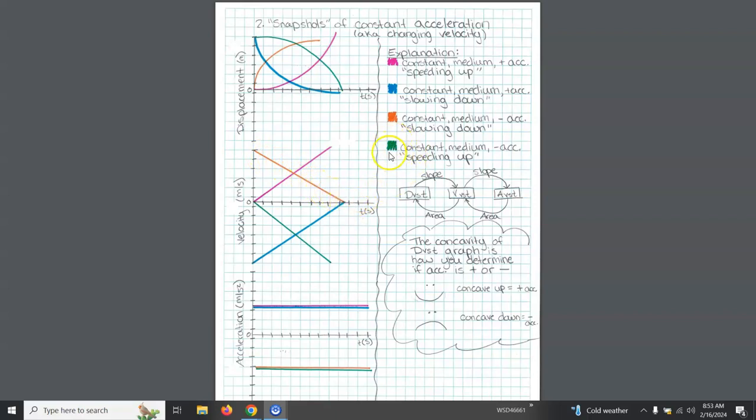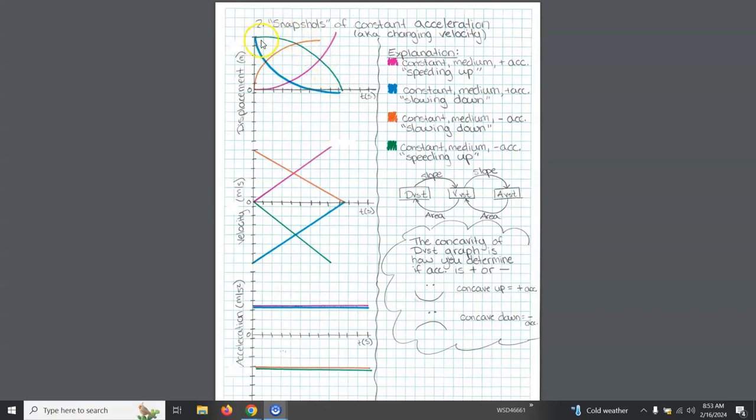Last but not least, we have the green graph. Constant medium, negative acceleration, but speeding up. The green graph starts as a very flat slope, and the tangent line starts to increase in steepness. So this object is speeding up in the negative direction.